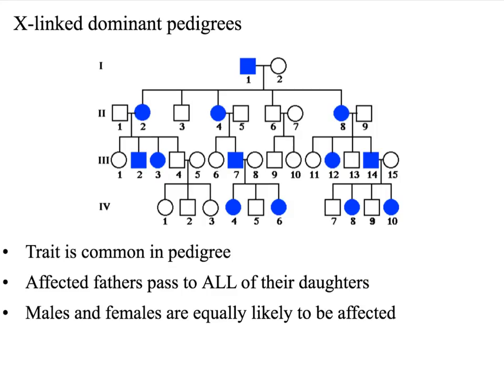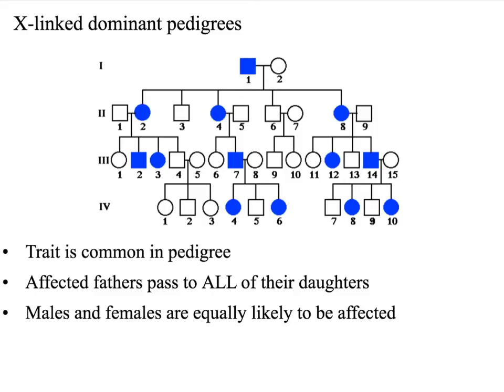X-linked dominant traits. What you notice is that it's common in the pedigree. When you look at the pedigree, it's going to be everywhere. Fathers pass it on to all their daughters. So when it's X-linked dominant, if you have a father with it, every one of his daughters has it. And males and females are equally likely to be affected when it's X-dominant, because, again, if it's dominant now, you don't have the advantage of that second X.